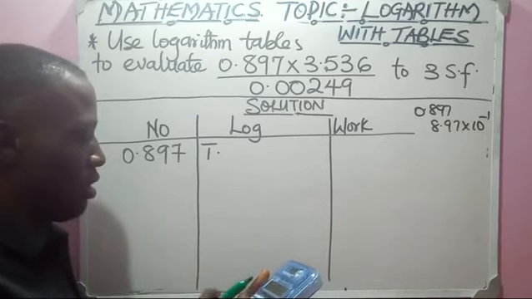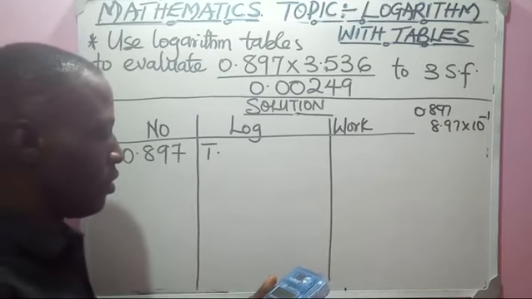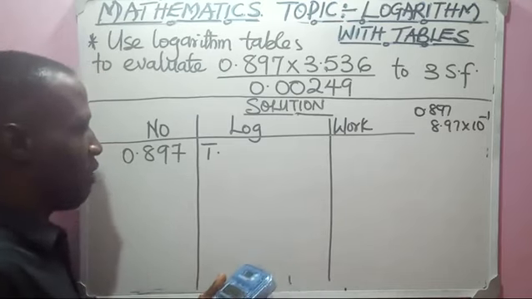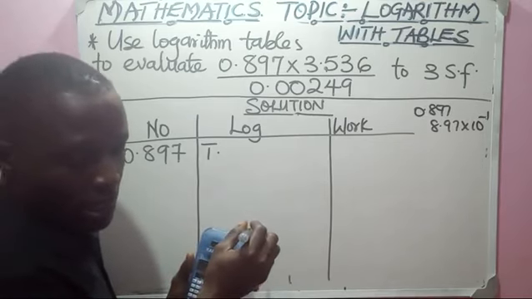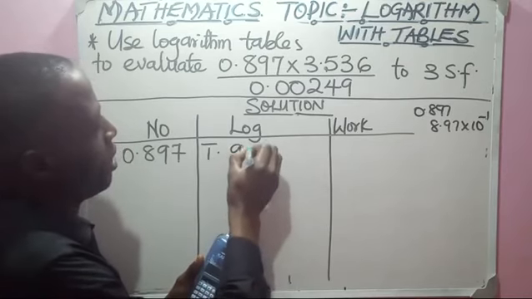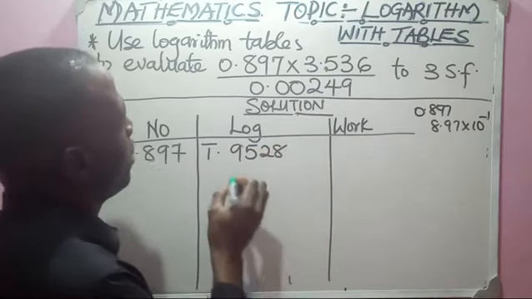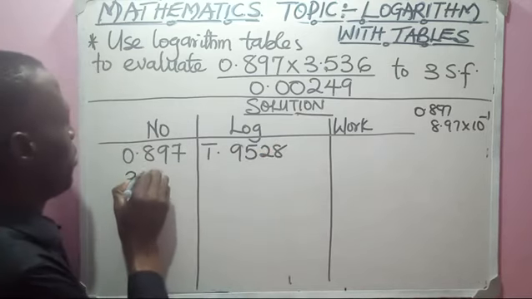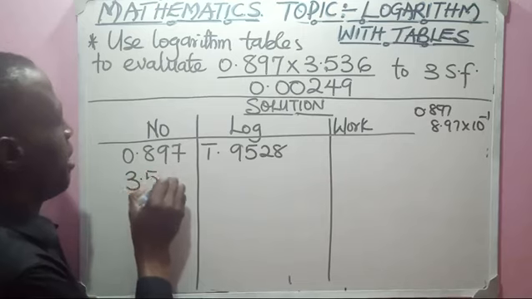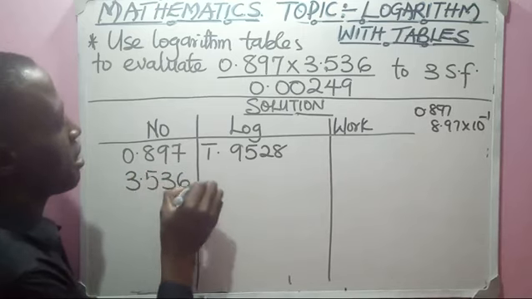By my calculator, I'll be having 9528. Then the other one is 3.536.